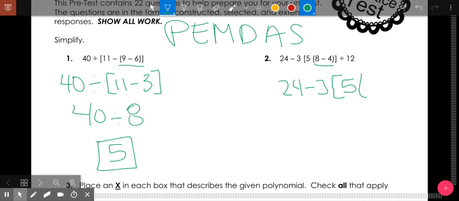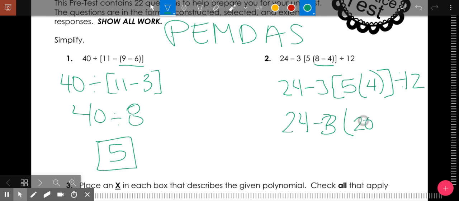And then 8 minus 4 is 4, divided by 12. Since that 5 is right next to that parentheses for the 4, you're going to multiply them. So you're going to have 4 minus 3 times 20 divided by 12.